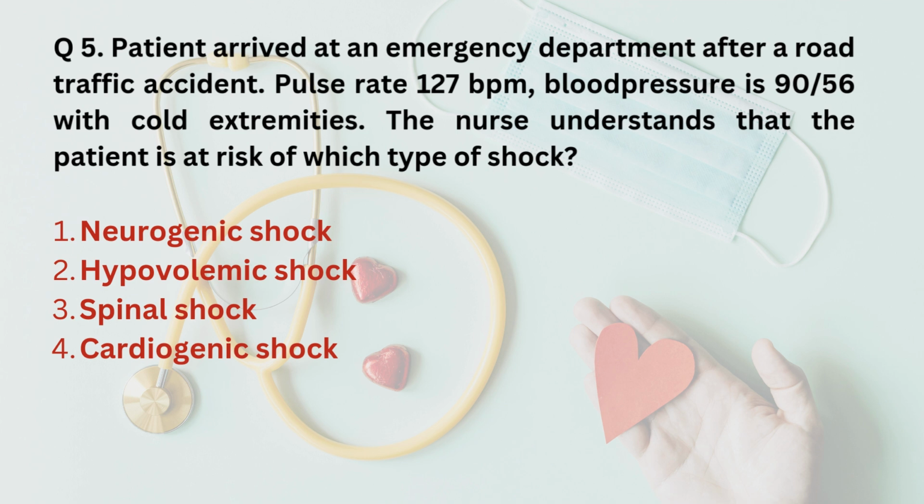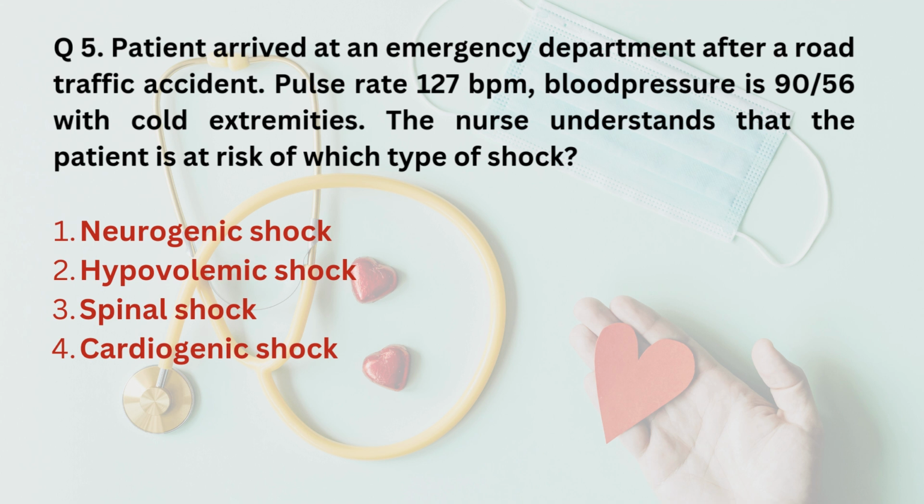Then neurogenic shock. This is usually caused by disruption of the sympathetic nervous system. Usually this type of shock is associated with bradycardia, warm skin, and hypotension. Then spinal shock. It is a temporary loss of reflexes below the level of a spinal injury, not primarily associated with hypotension or tachycardia. Then cardiogenic shock usually occurs due to heart failure, presenting with hypotension and poor cardiac output, but less commonly cold extremities.